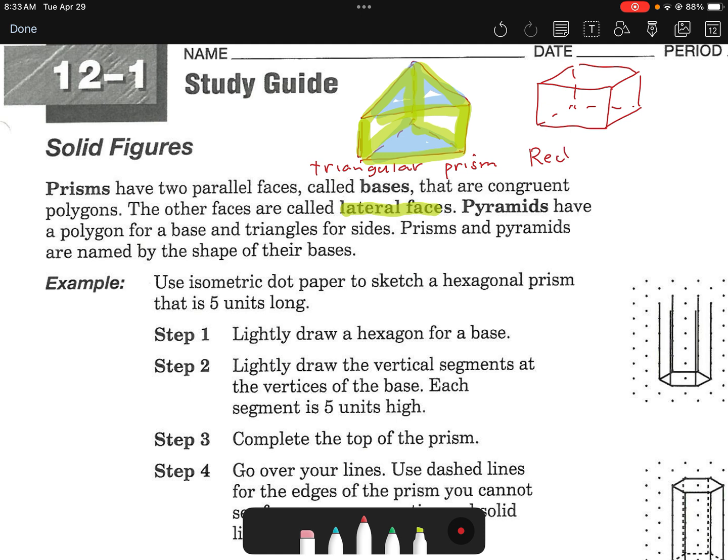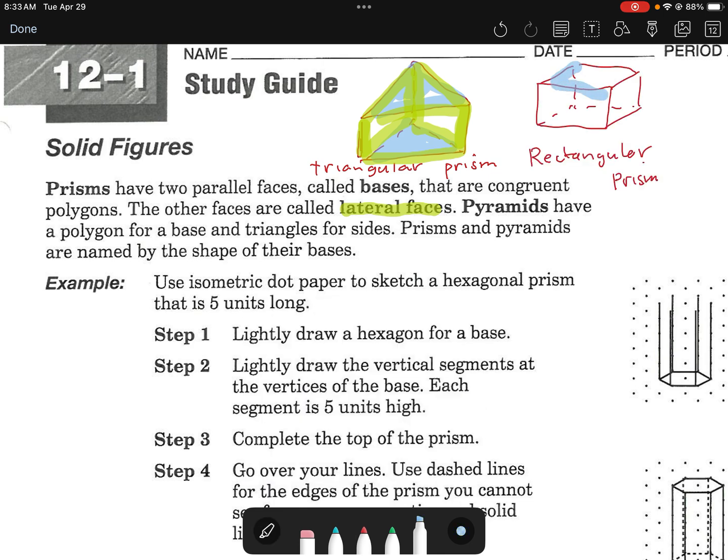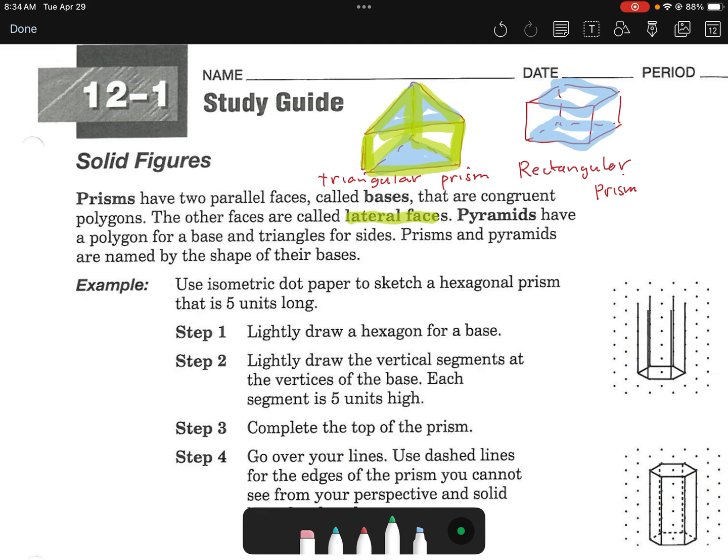This is a rectangular prism. Why is it a rectangular prism? Well, we have bases that are rectangles, and they're parallel to each other. And then look at the lateral faces. The lateral faces are rectangles. That's why it's a prism. It's a rectangular prism because the bases are also rectangles.